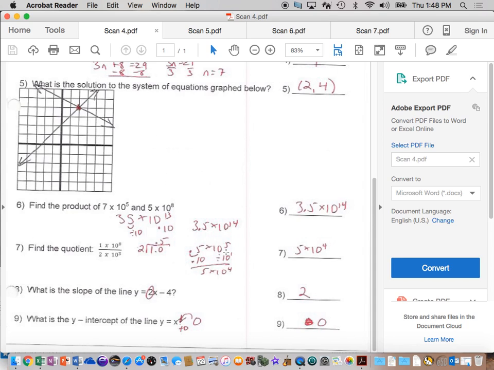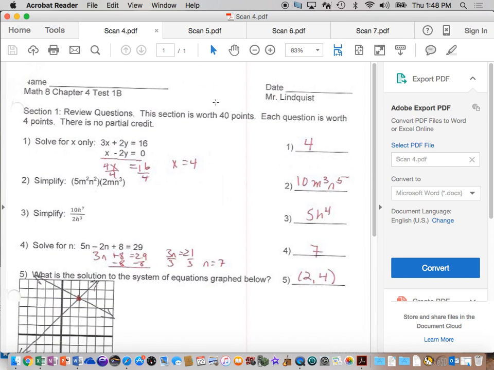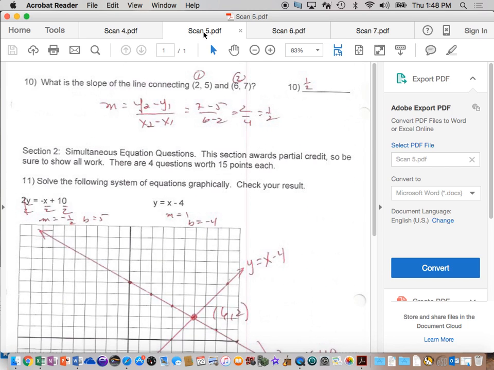And that means I have to decrease the exponent by 1. Oh. For number 8, I put 2 over 1. That's fine. Okay, now we're up to scan 5 here.